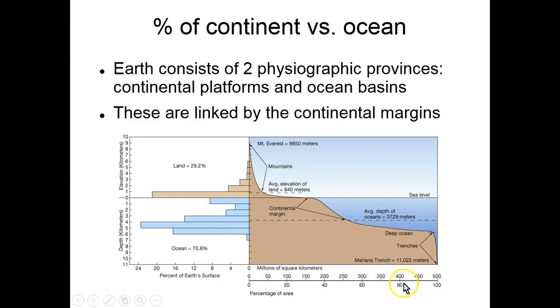And this down here is showing you the percentage of that. If we go to land and go straight up, we see that land only makes up about 30% of our Earth, whereas 70% of our Earth is made up of ocean.